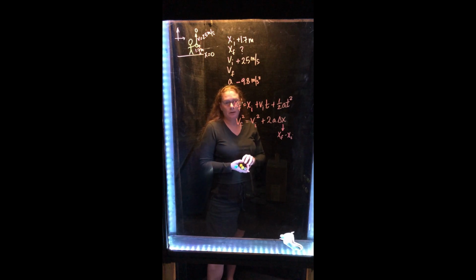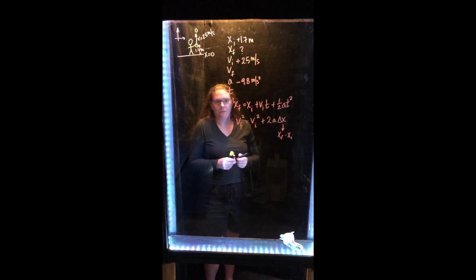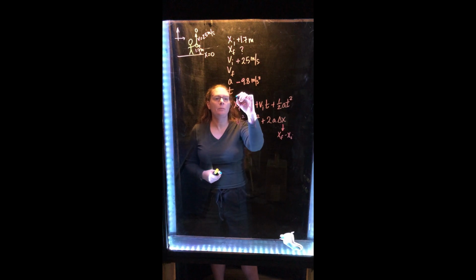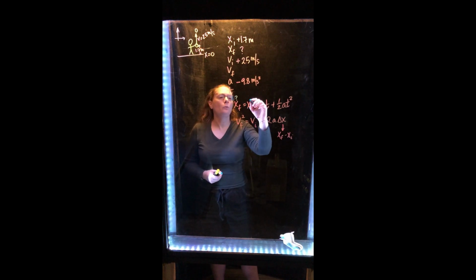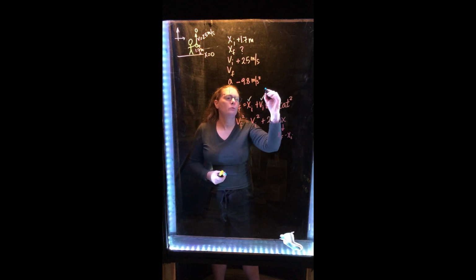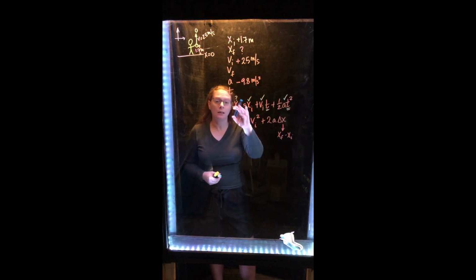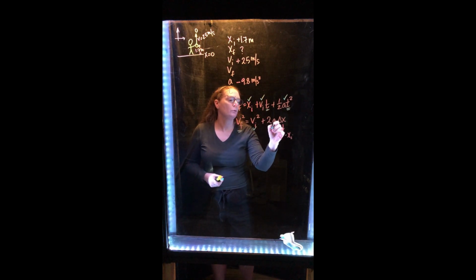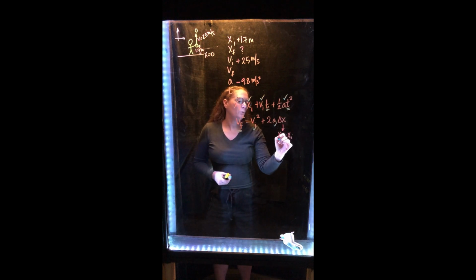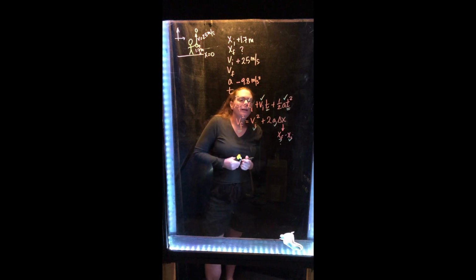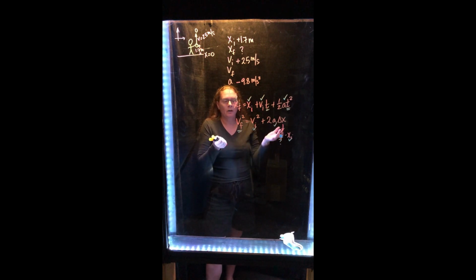Our next step is to say, okay, which one is going to work for us? X final, that's what I'm looking for. X initial, I know. V initial, I know. Don't know time, 1/2 a, I know. Don't know time. Okay, can't do it in one step with that equation. V final, nope. V initial, yep. 2, we know the acceleration. We're looking for this, and we know x initial. Neither one of these equations is going to get us what we need.